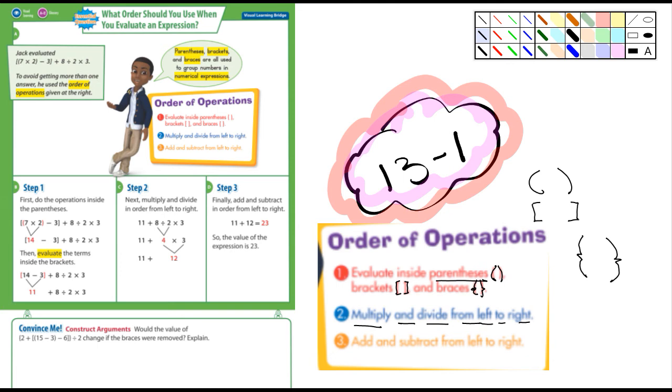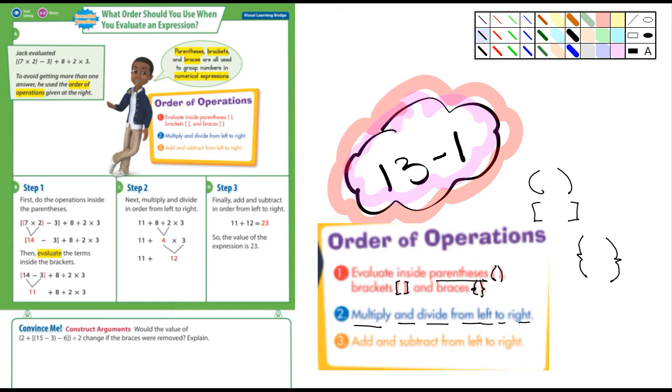So then, and you can see that they have them here in red, you can get rid of those. You can drop them. And so what are you left with? You have the 14. So they drop those, and then they change the 7 times 2 to 14. And then the 14 minus 3 is within some brackets. And so then that's the next thing you would do. So what's 14 minus 3? That's 11. So they have that here. And then after that, you have 11 plus 8 divided by 2 times 3.